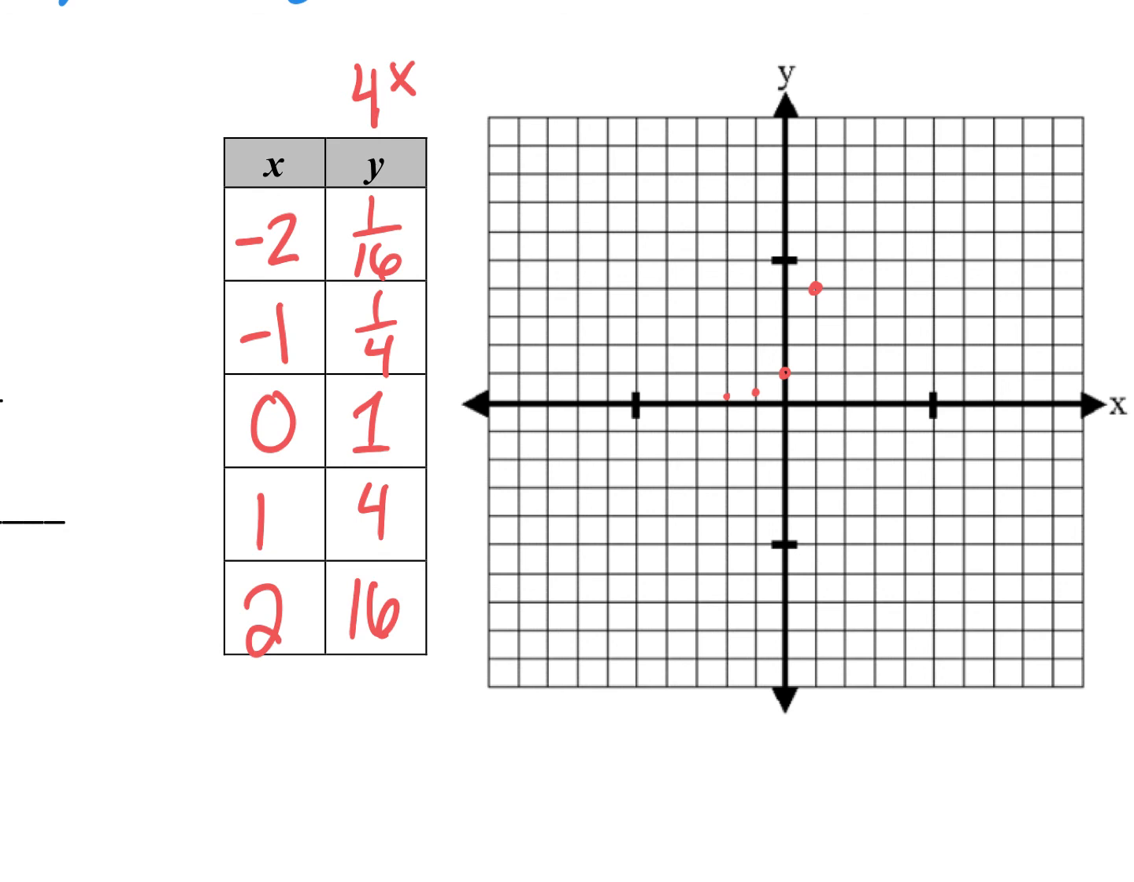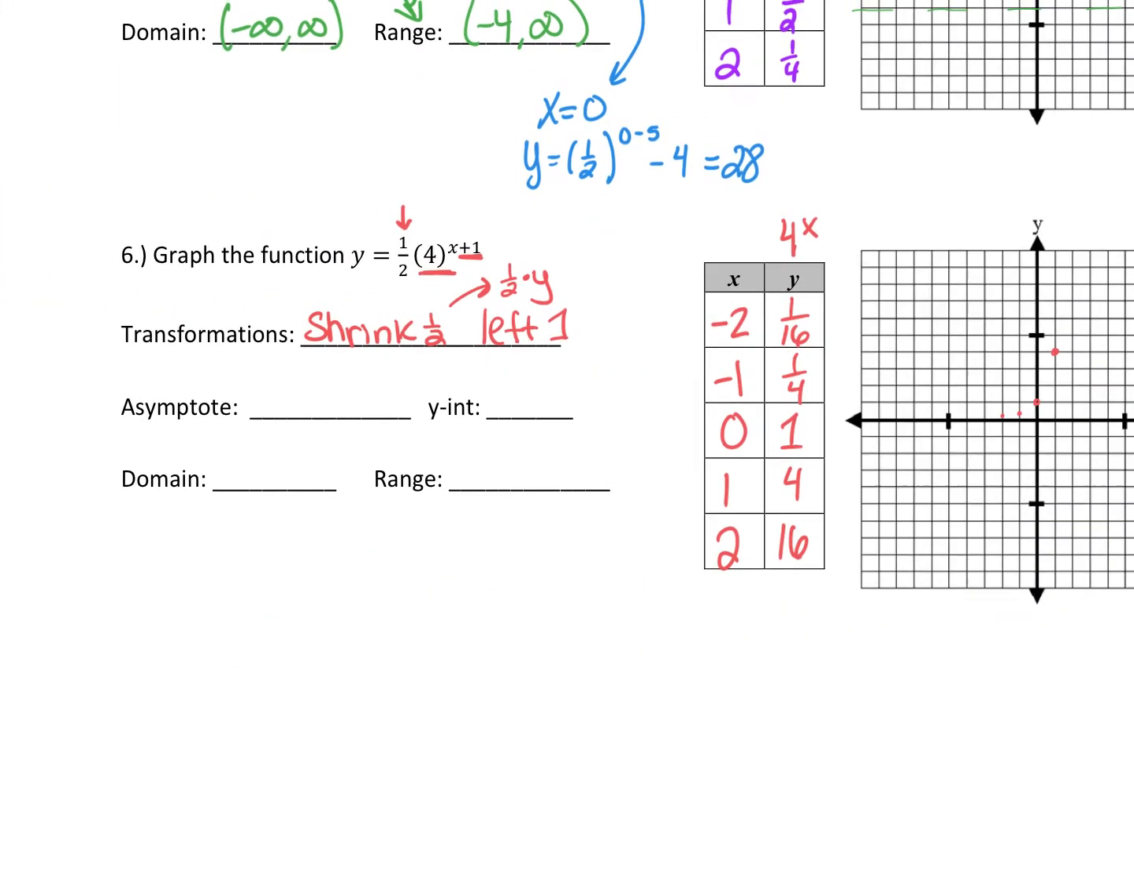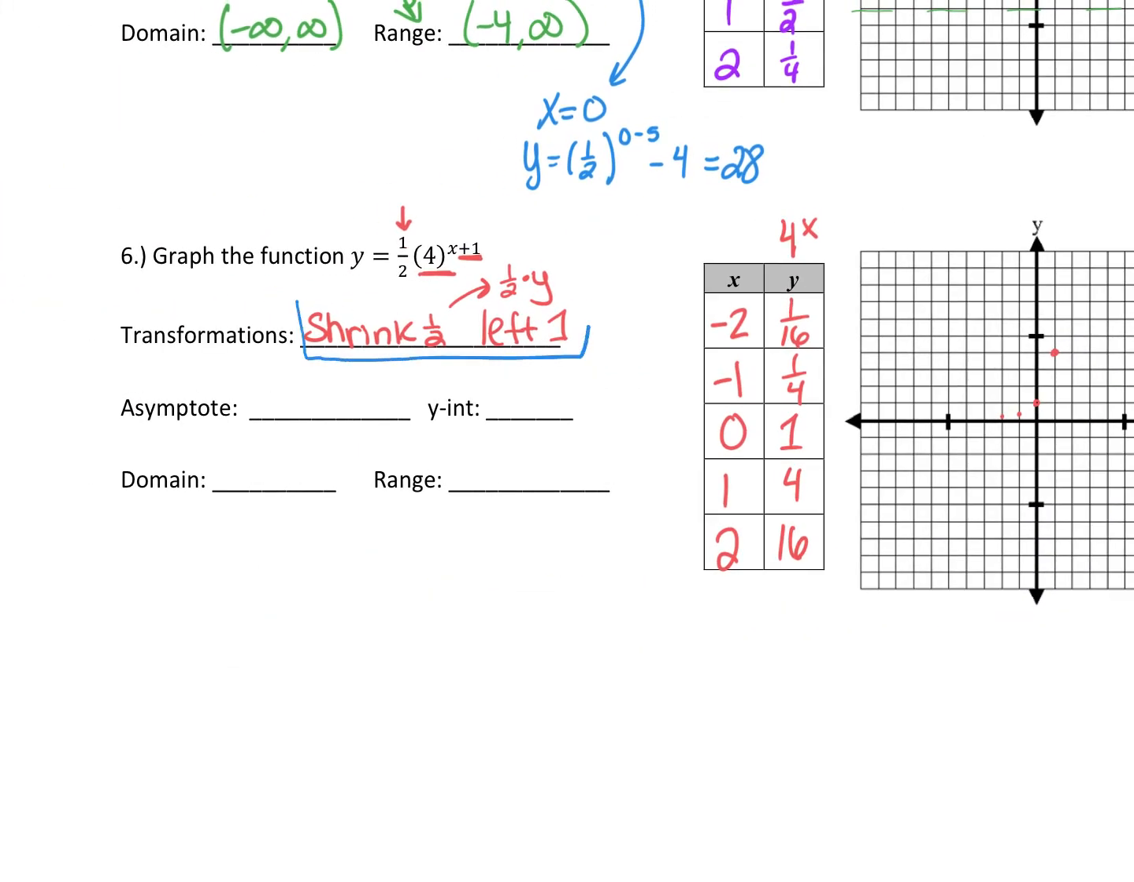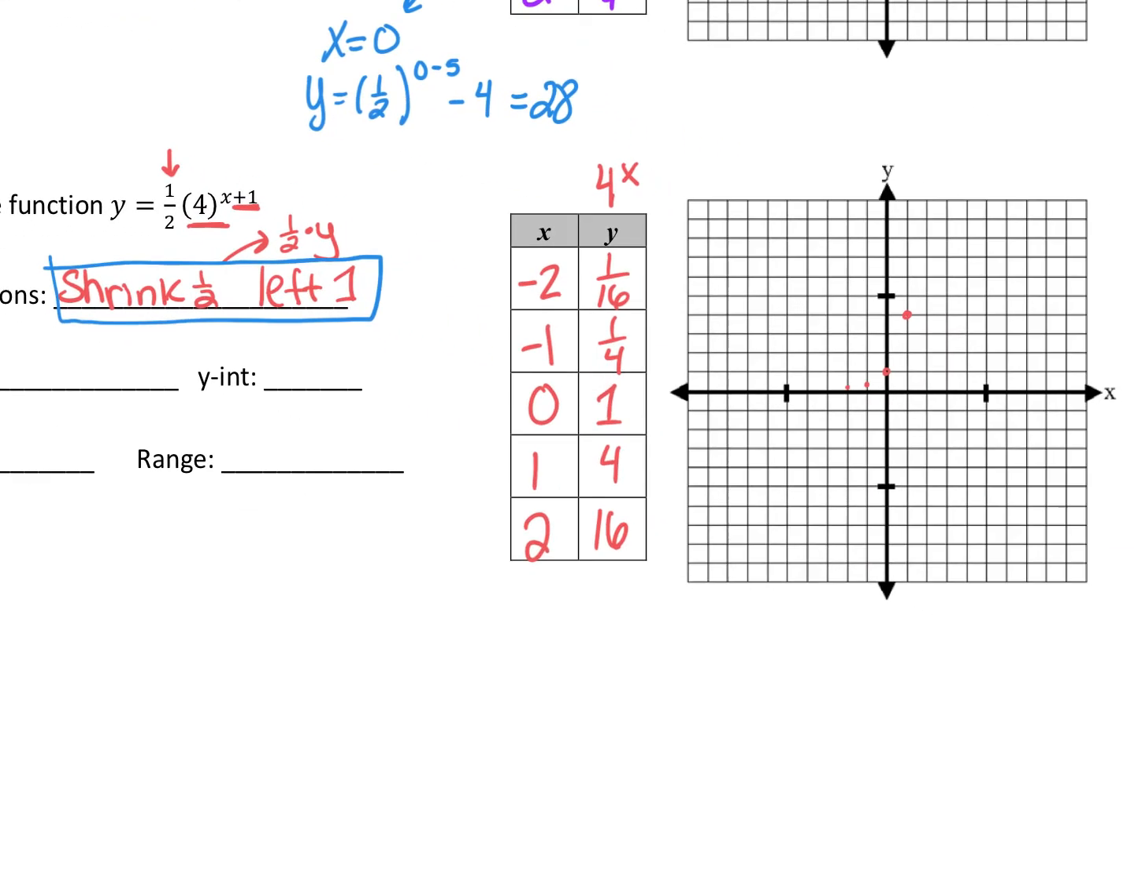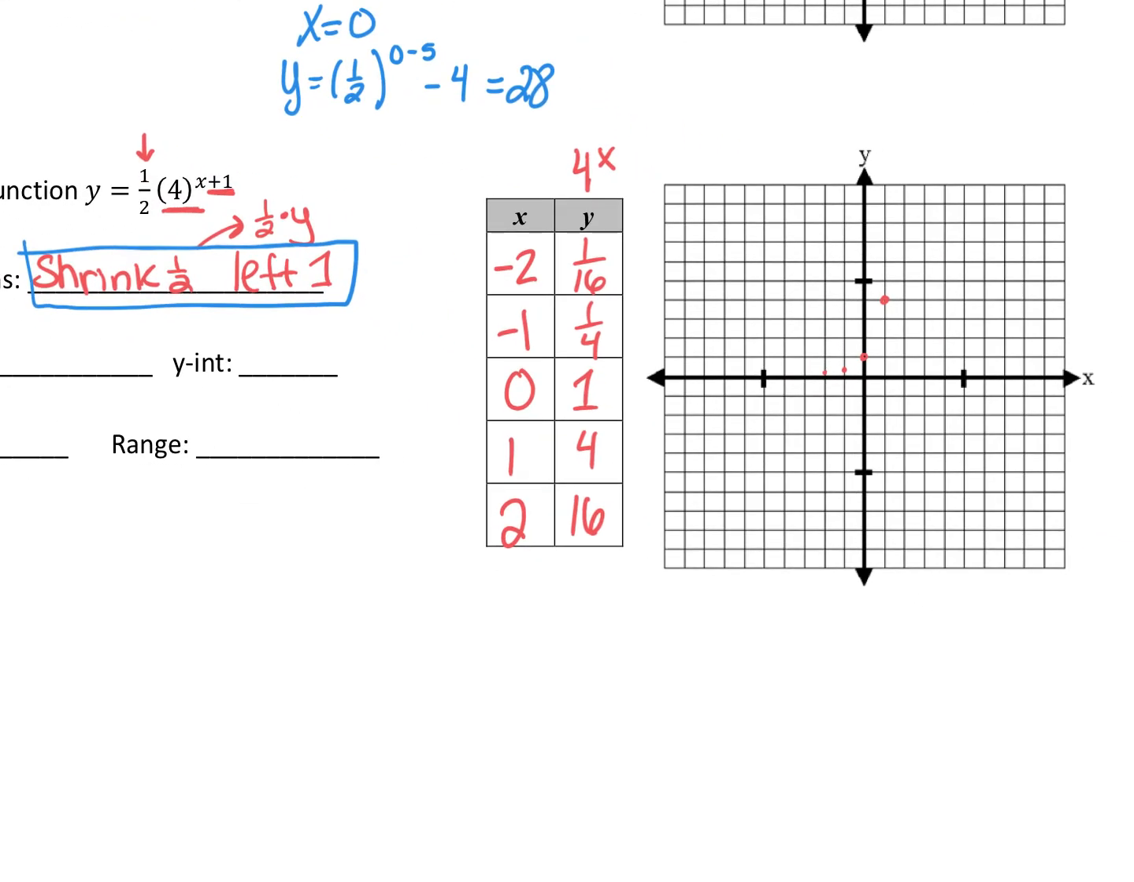So now I'm going to shift all these points. So first I'm going to shrink it all by 1/2, so multiply it all by 1/2, and then I'm going to go left 1. Well, 1/2 of 1/16 is 1/32, so it's already going to be really small. So I'm really just going to shift this point left 1, because it's just going to be a little bit smaller. All right, 1/2 of 1/4 would be 1/8, so again, just a little bit smaller, shifted left 1. 1/2 of 1 is 1/2, and then shift it left 1. 1/2 of 4 is 2, and then shift it left 1.